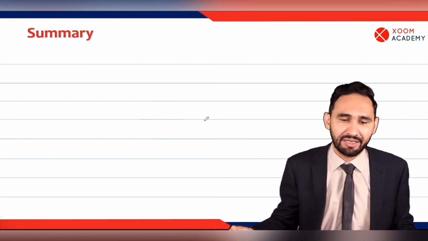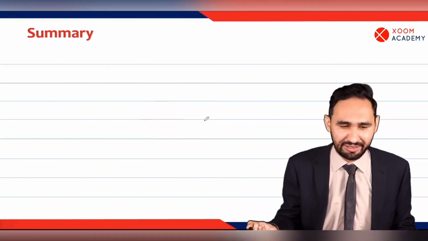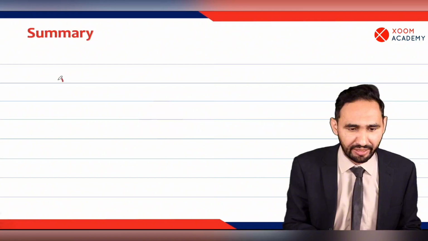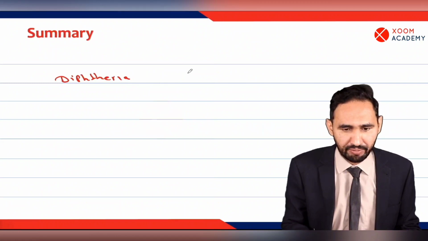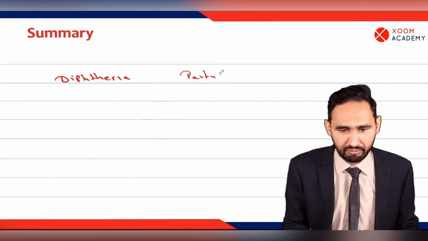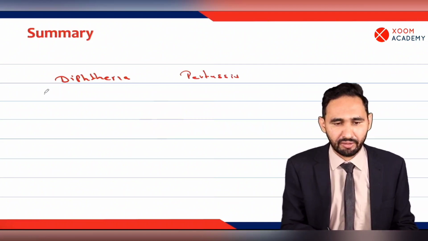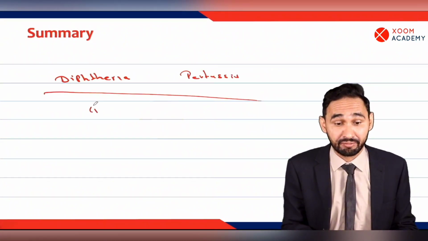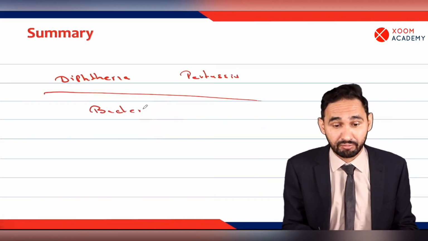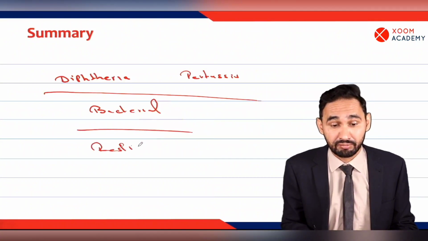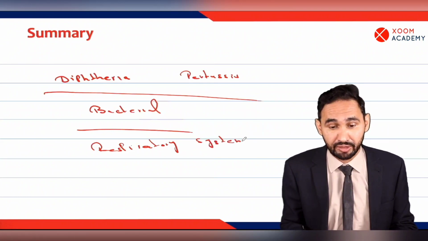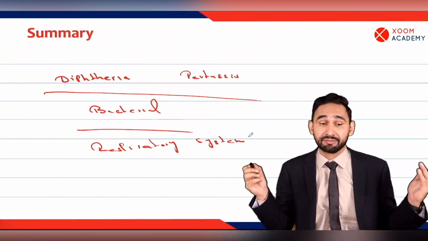Now we will summarize. We have discussed diphtheria and pertussis. Both are bacterial diseases. Both affect the respiratory system. Both can cause severe complications in children.